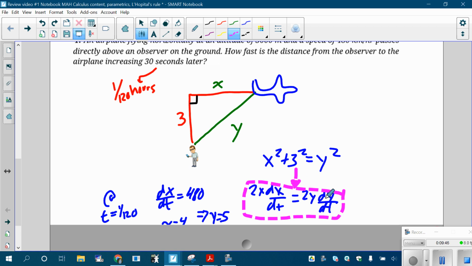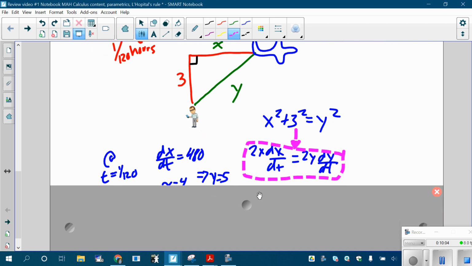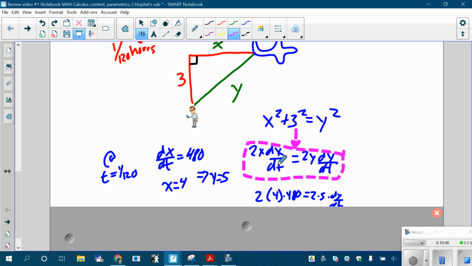The distance from me to the plane. dy/dt is how that distance is changing. It is asking me how fast the distance from me to the airplane is increasing. It's asking me for dy/dt. Related rates questions always ask you for a derivative, a rate. Okay? So I'm just going to sub in what I know.